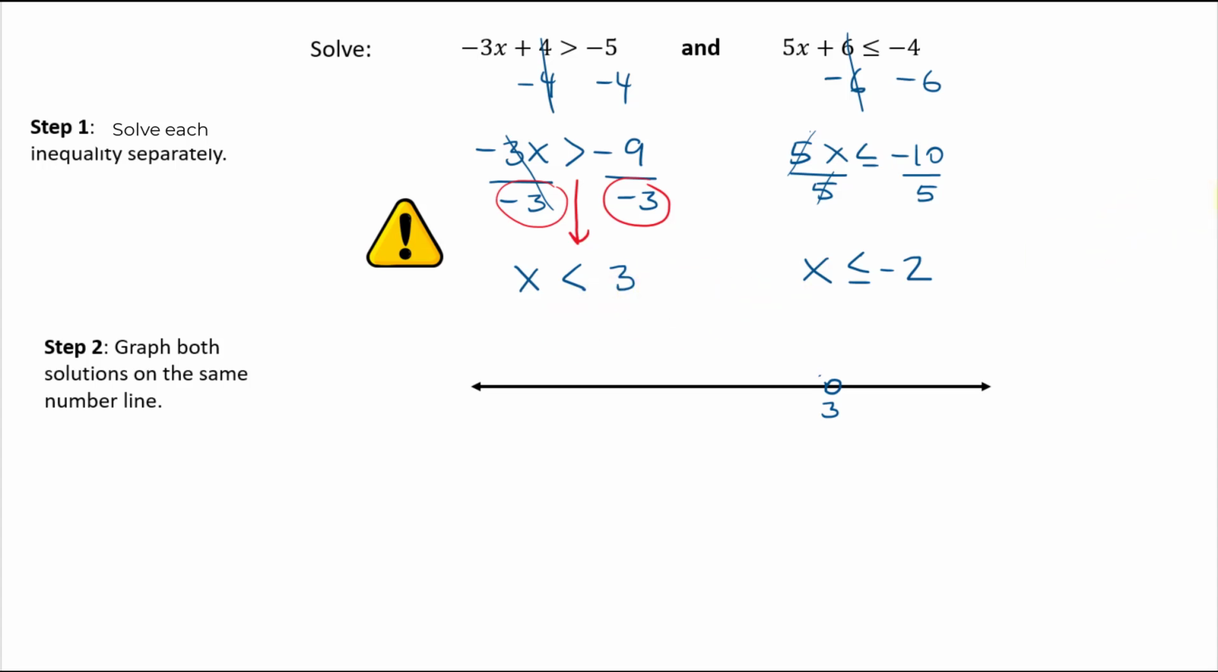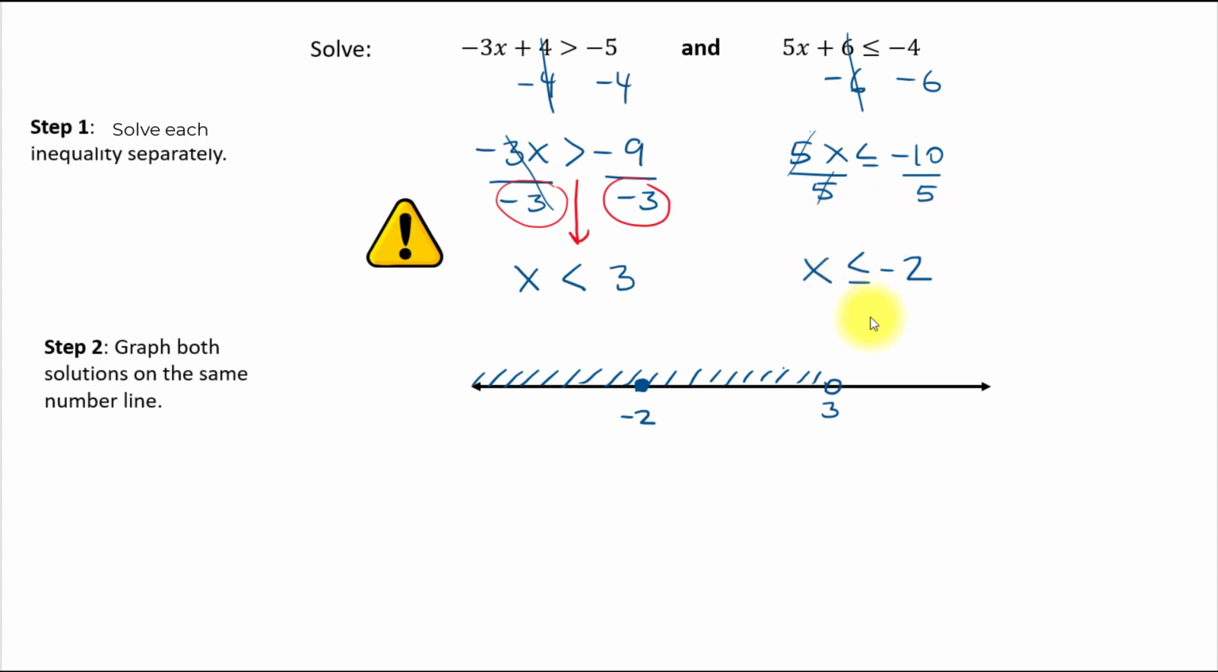They're located to the left of 3, so that's the portion of the number line that I'm going to highlight. I make sure to highlight all the way to the end of the number line that's drawn here. The second solution is x is less than or equal to -2. I'm going to place -2 on the number line. And at -2, we're going to have a closed circle since the corresponding inequality symbol is less than or equal to, meaning that -2 is included in the solution set.